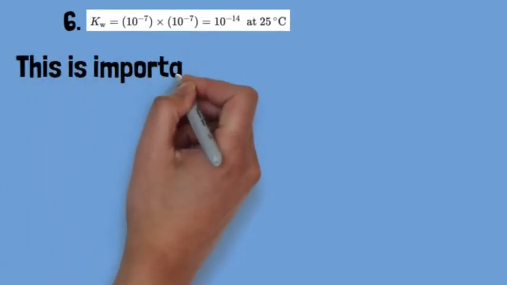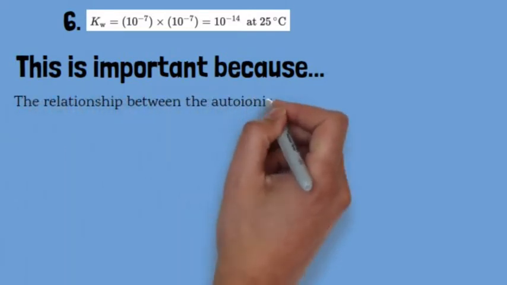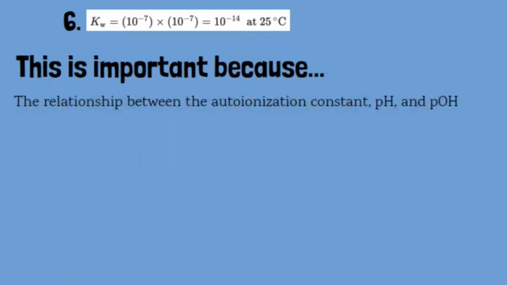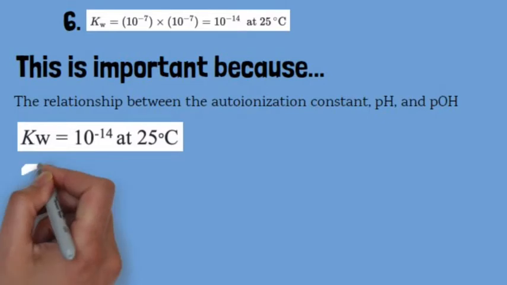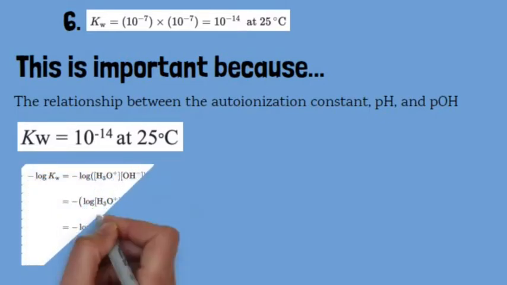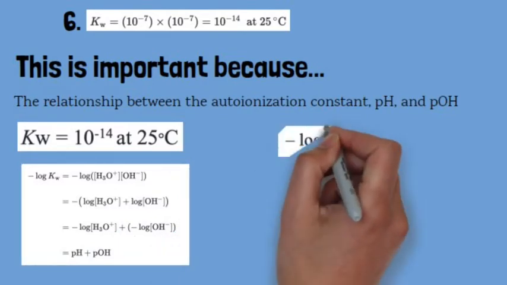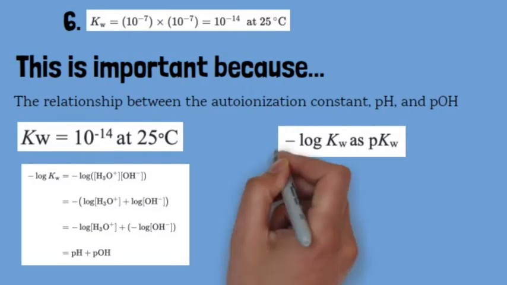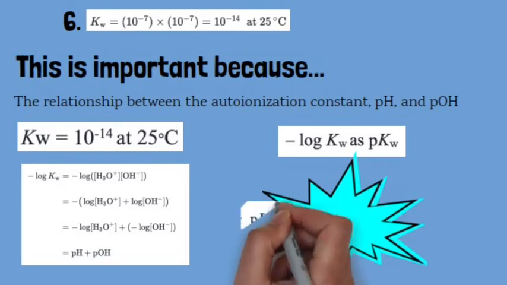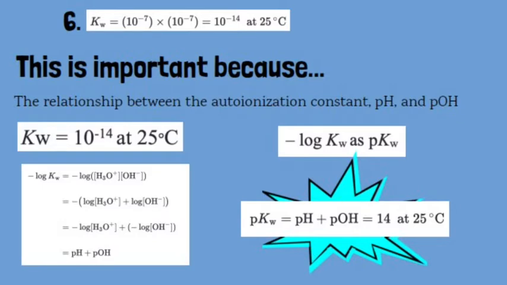So this is important to acidity because of the relationship between the autoionization constant, pH, and pOH. The calculation that Kw equals 10 to the negative 14 at 25 degrees leads us to a new equation as follows. Here we can take the negative log of both sides of our equation to allow us to abbreviate negative log Kw as pKw, which is equal to 14 at 25 degrees Celsius. Therefore, the equation is as follows, and it tells us that the sum of pH and pOH will always be 14 for any aqueous solution at 25 degrees Celsius.